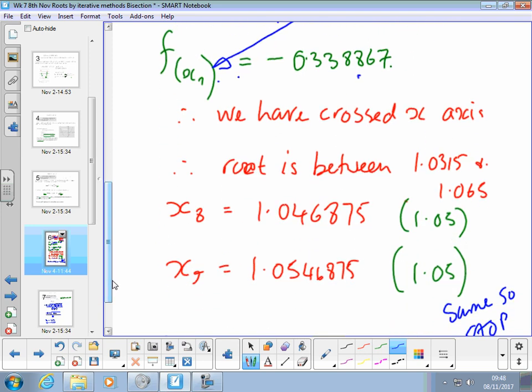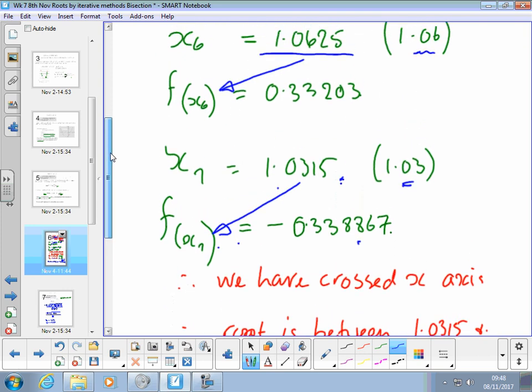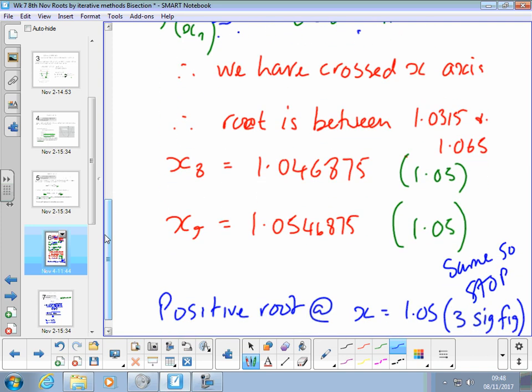So x8, looking between, I get a new x8 guess of 1.046875. That rounds to 1.05. This one, 1.054687, rounds to 1.05. And I can say to 3 significant figures the root is 1.05.